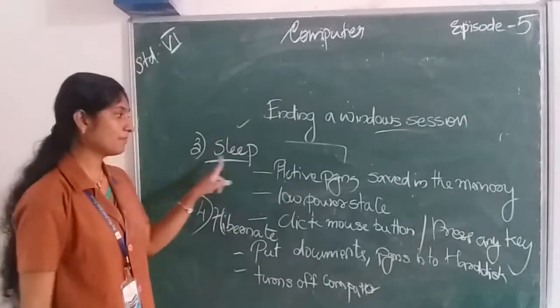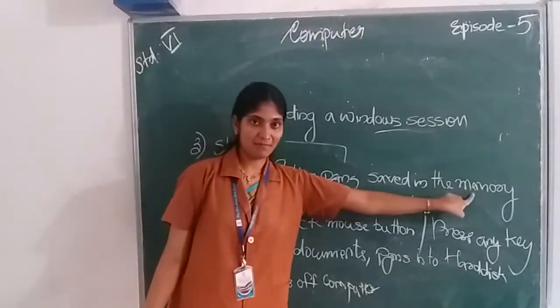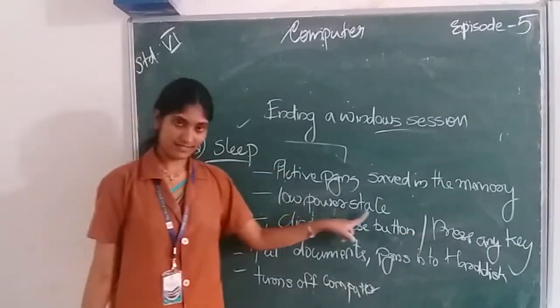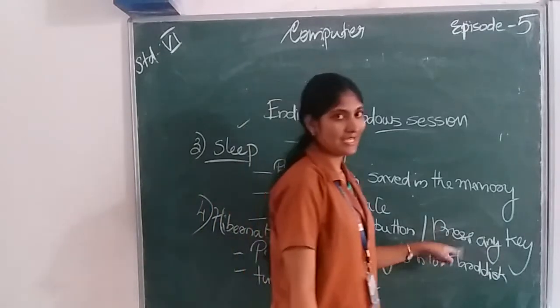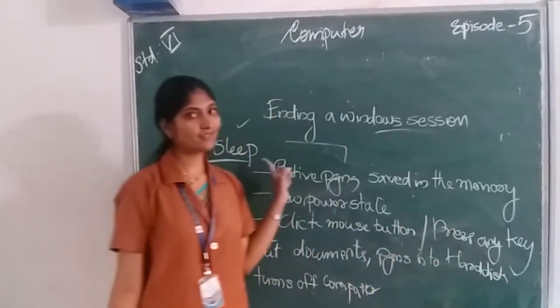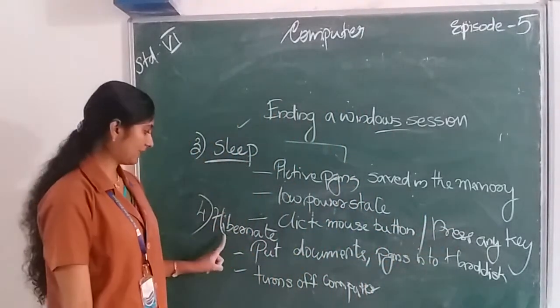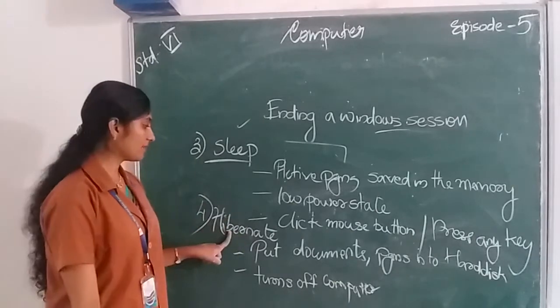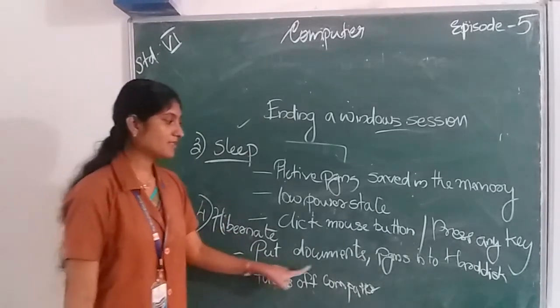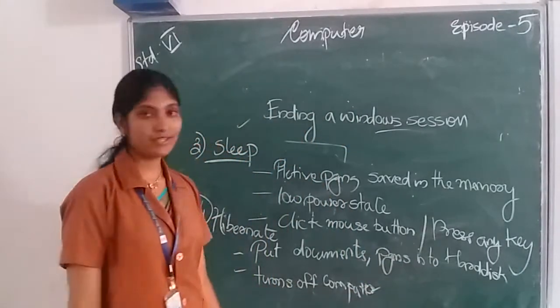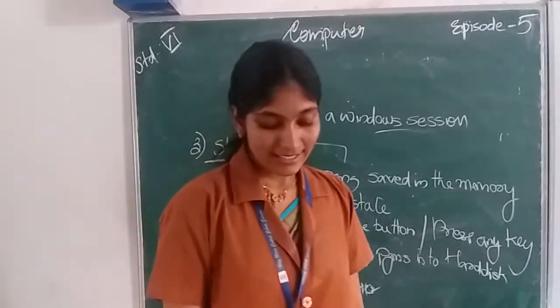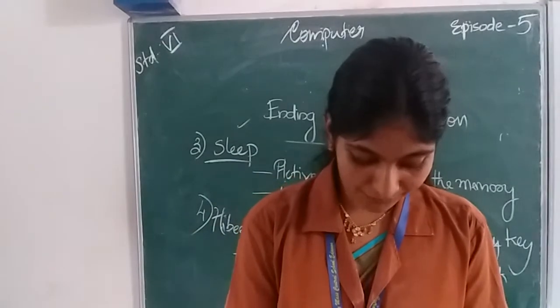So sleep: active programs are saved in the memory, low power sleep mode, click the mouse button or press any key to wake up from the sleep mode. Then hibernate means put the documents or programs into the hard disk and then turn off the computer. The next is taking care of the computer.